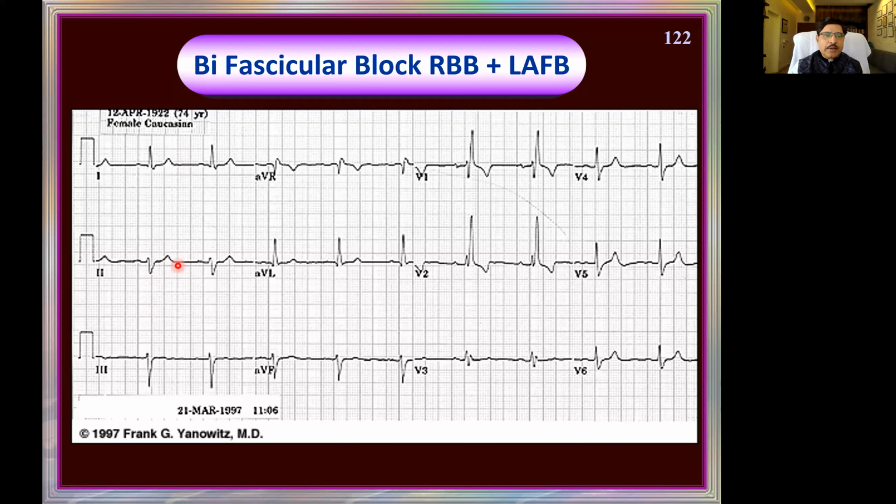you will have the left axis and you will have the right bundle branch block features. This is RSR pattern, widened QRS, typically inverted T wave here, and this is the right bundle branch block pattern. This left axis is the anterior fascicle pattern. So normally in a right bundle branch block, we will not get any axis change. That's what we have seen. But if there is an axis change associated in the form of left axis, it is a combination of LAFB and right bundle.